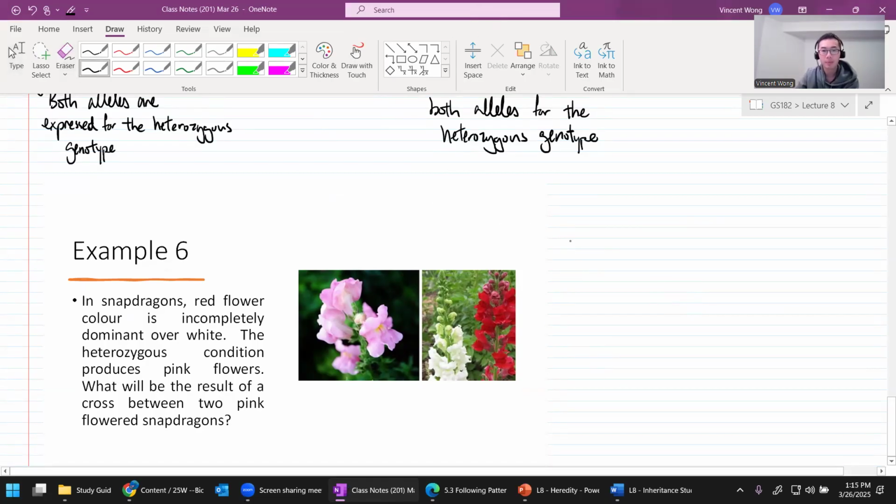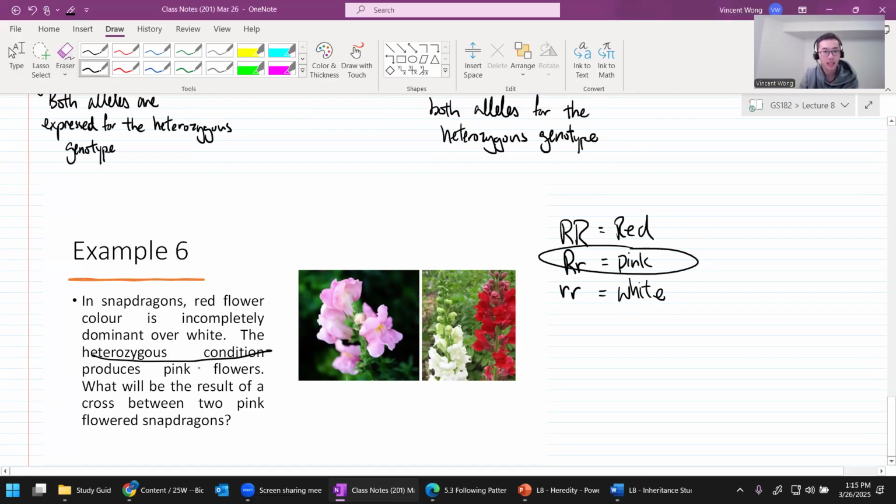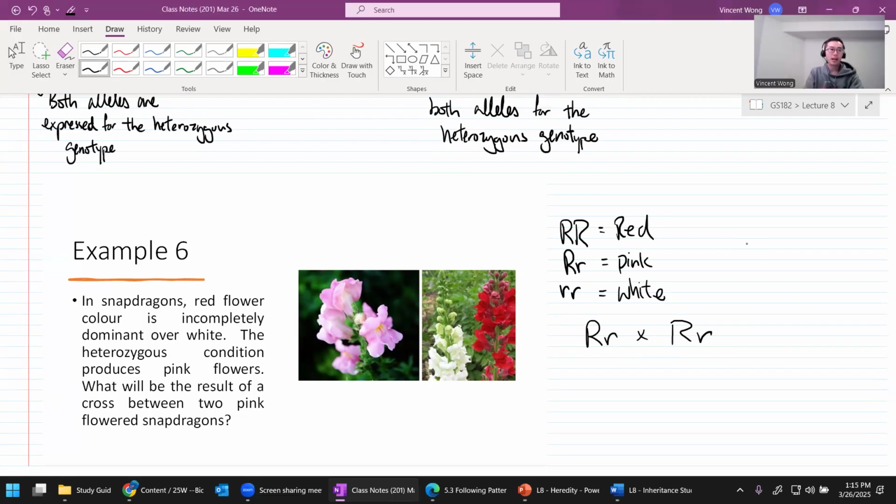Right, so it's probably a good idea to write down all the genotypes first. So big R is red. I mean, it could be white, it doesn't really matter. It's up to you, right? There's no more dominant and recessive, and this is white and this is pink. How do I know this is pink? Well, the question says so. Heterozygous condition produces pink flowers. Okay. What will be the result if you cross a pink with a pink? Do the Punnett square and let me know.